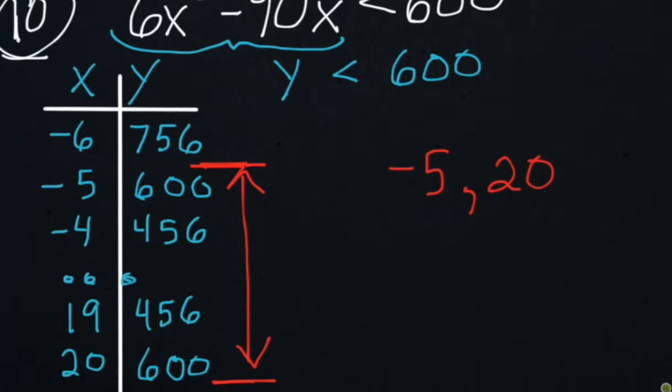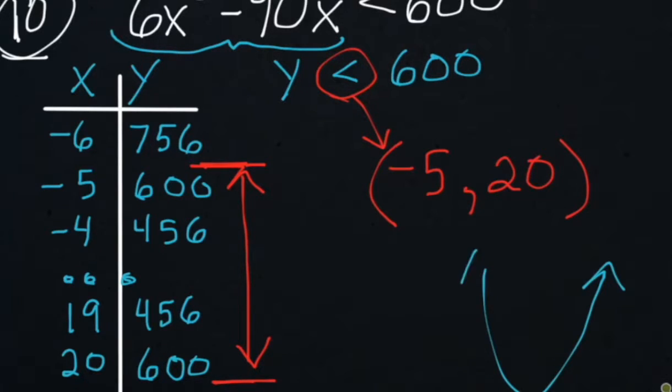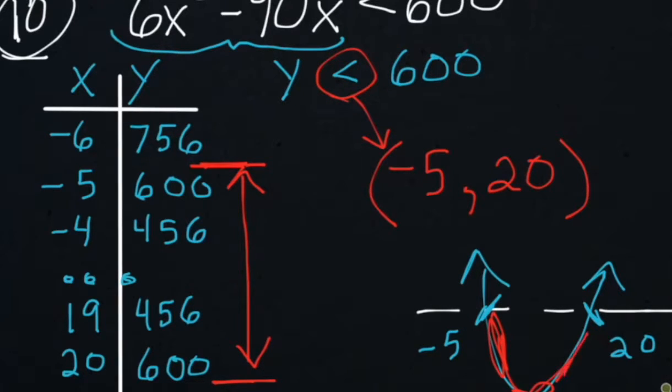Now, do I have brackets or parentheses? We have parentheses because the inequality symbol does not have an equal to. This is the interval at which my graph is underneath 600. So if you looked at a graph and you have your parabola, we would have a line for 600. That line would connect at negative 5 and at 20. And everything underneath the line is what we're looking at.